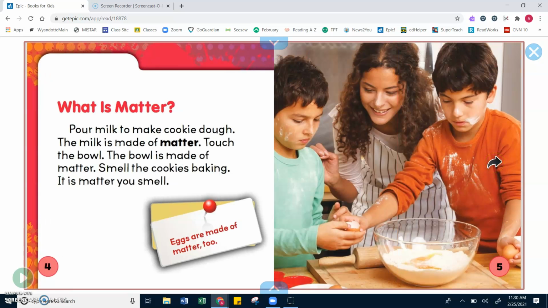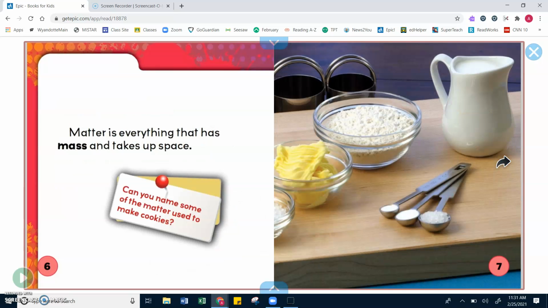So what is matter? Pour milk to make cookie dough. The milk is made of matter. Touch the bowl. The bowl is made of matter. Smell the cookies baking. It is matter you smell. So eggs are made of matter too. Matter is everything that has mass and takes up space. Can you name some of the matter used to make cookies?